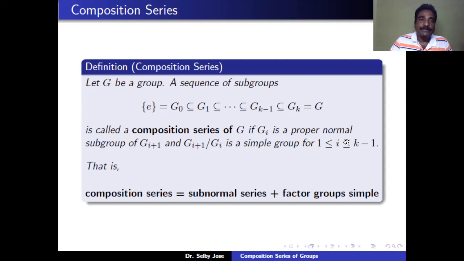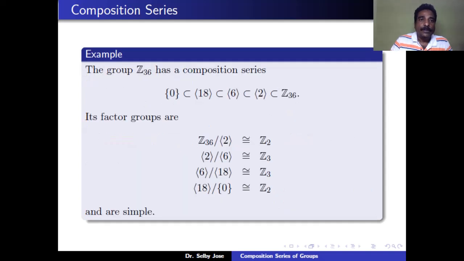So we have discussed simple groups in the previous session. So we know that a simple abelian group is actually a cyclic group of prime order p. To check this, for example, consider the group Z36. Consider the series 0 contained in the cyclic subgroup generated by 18, contained in the cyclic subgroup generated by 6, which is contained in the cyclic group generated by 2, which is contained in Z36. What are the factor groups?